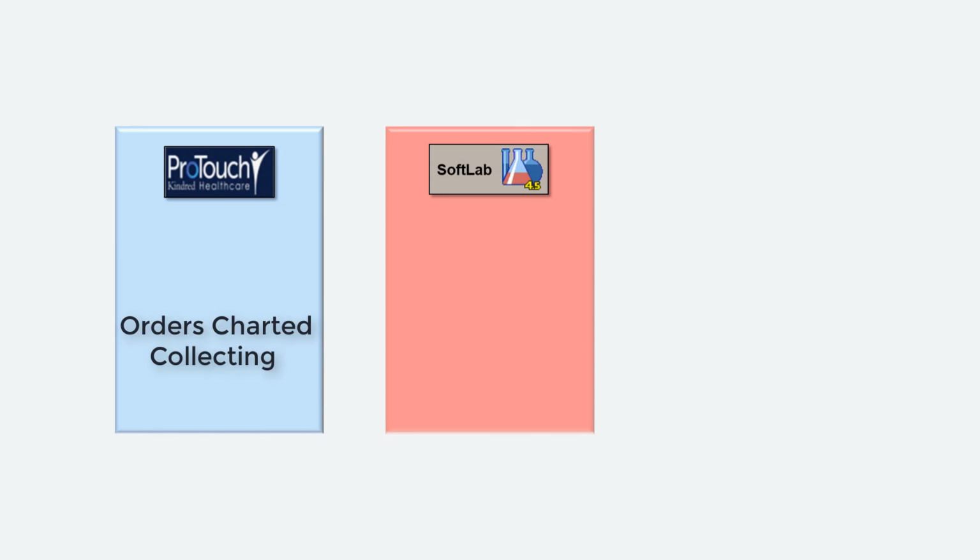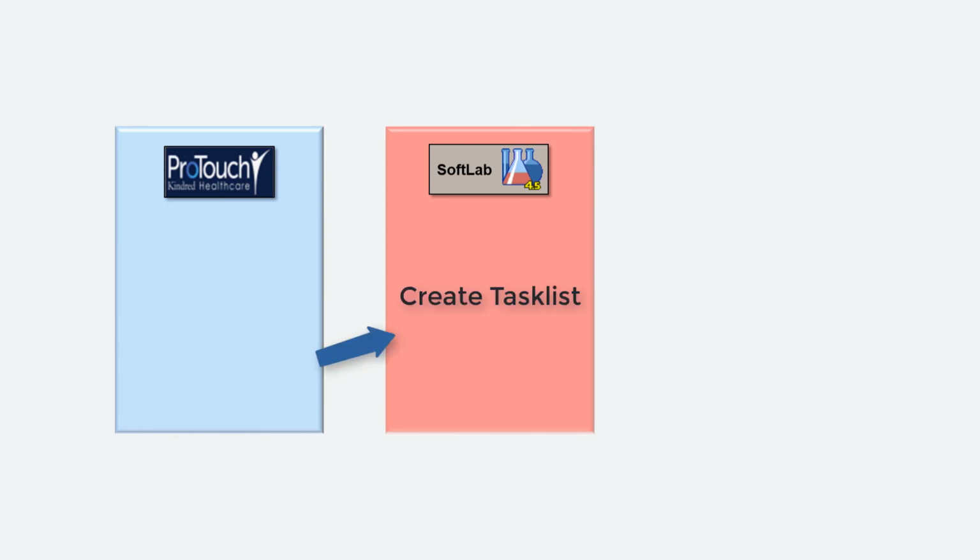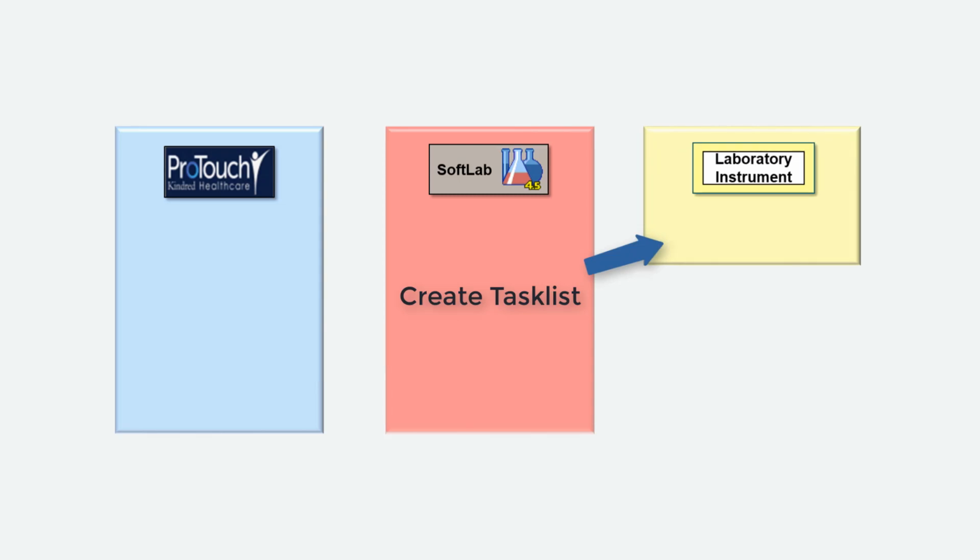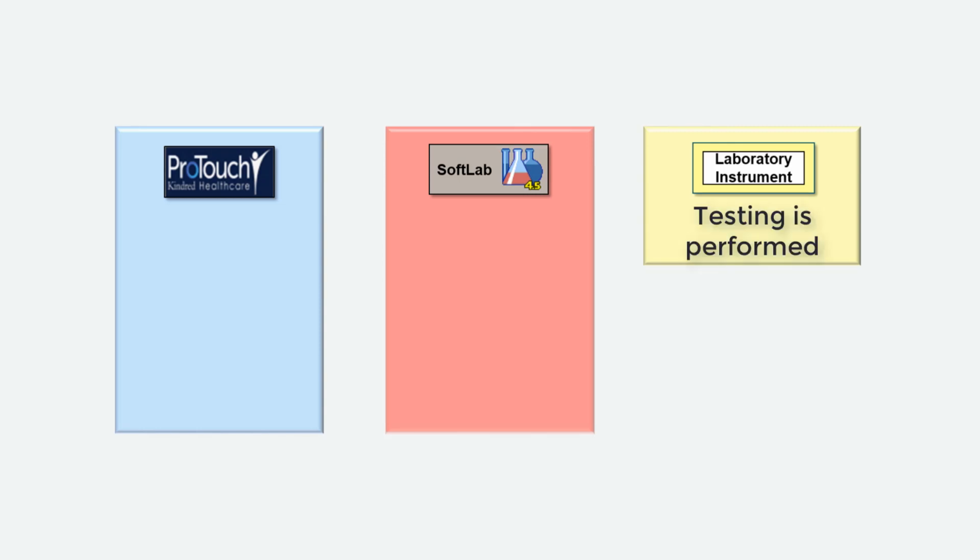The next step depends upon the requirements of your site. You may need to create a task list in the SoftLab system before sending the orders to a lab, or your site may send the orders without creating a task list. Please check with your lab champion for your specific process. A courier will take the specimens to a laboratory where the testing is performed.